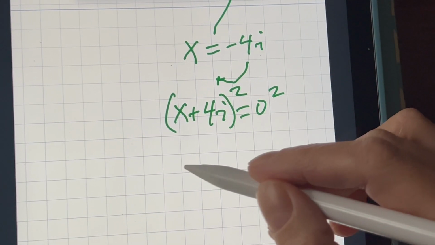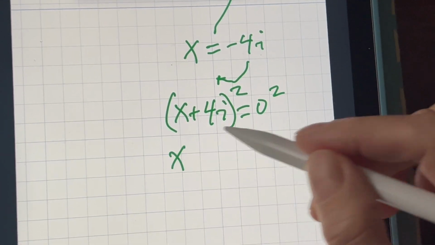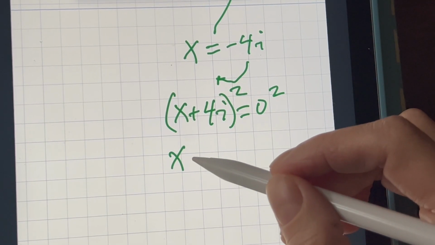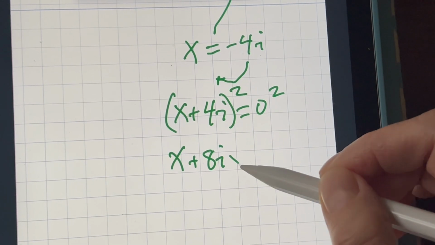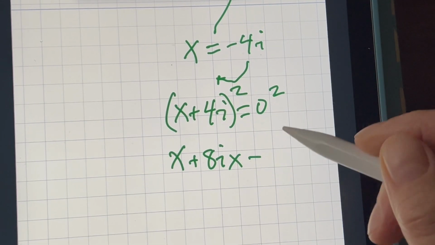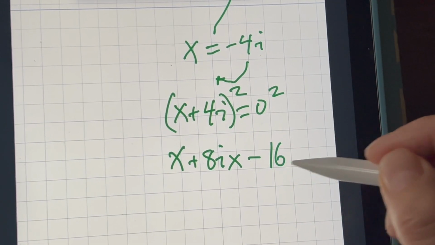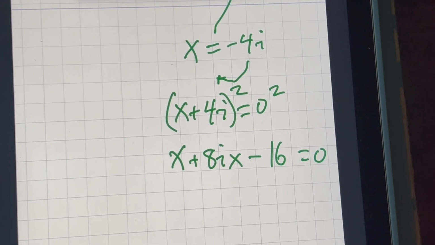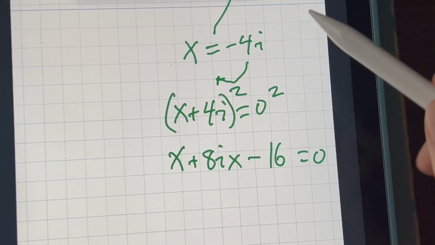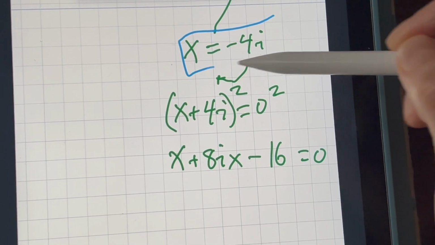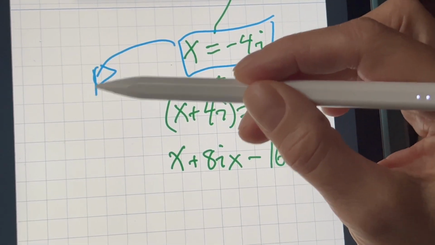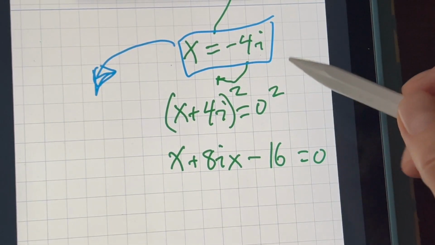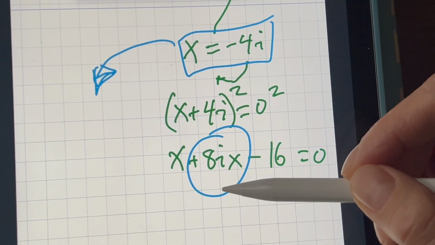And we're going to get x squared plus 8ix minus 16 equals 0. Now, we could have gone from here. I know I'm interpreting this, and I don't think the teacher recognizes that this is actually the only way to solve this. But you could skip this step because we don't actually want this. This is still a complex number.